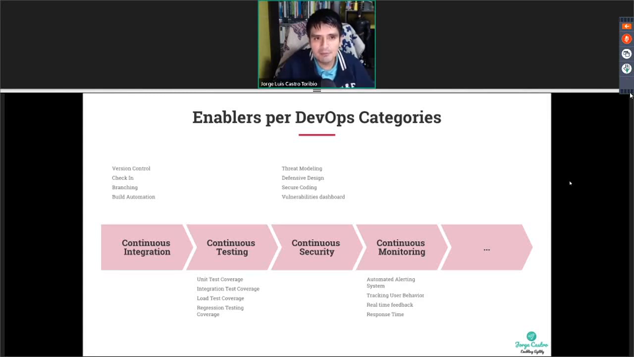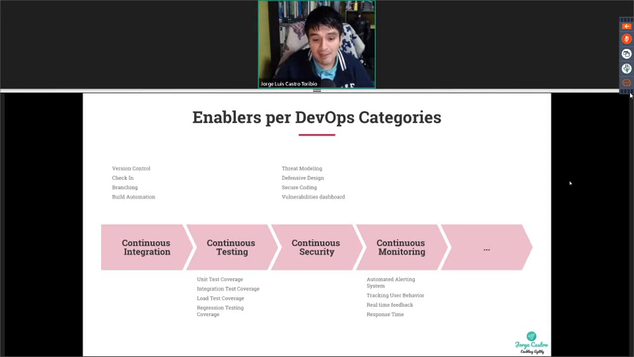So it depends on your technical experience, on your current product teams, development teams, testing teams, and so forth. If you use continuous testing as a category, you can define enablers like unit testing coverage, integration test coverage, load test coverage, regression test coverage, and so forth. That is quite important: you need to define the enablers for each category.